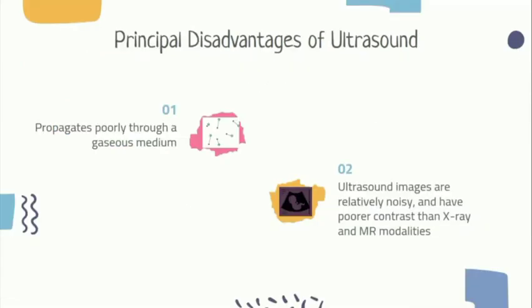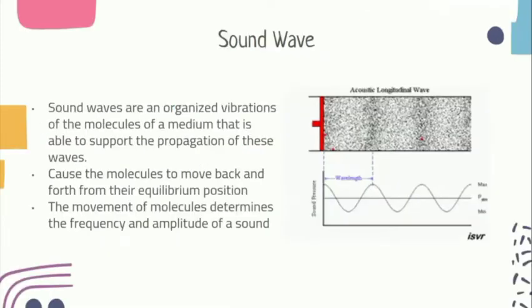Principal disadvantages of ultrasound. Ultrasound propagates poorly through a gaseous medium as ultrasound transducer must have airless contact with the body during examination. Ultrasound images are relatively noisy and have poorer contrast than X-ray and MR modalities.